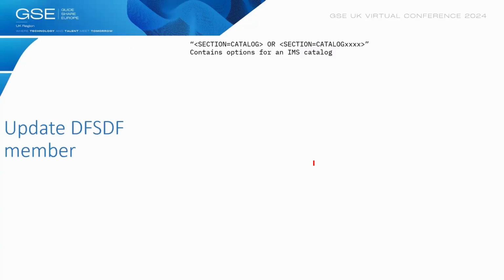Fine. So now let's take a look at the other changes that are required to the DFSDF member of the PROCLIB. If you want to enable the catalog or managed ACBs, then you need to code this section: SECTION equals CATALOG, or SECTION equals CATALOG xxx, where xxx is an alias prefix. This section includes many parameters, but we will talk about only a few important ones.